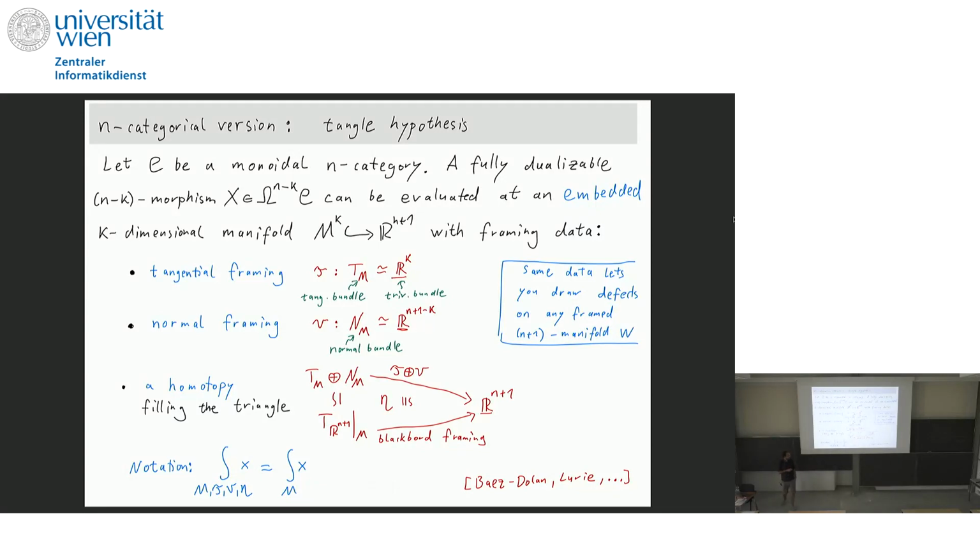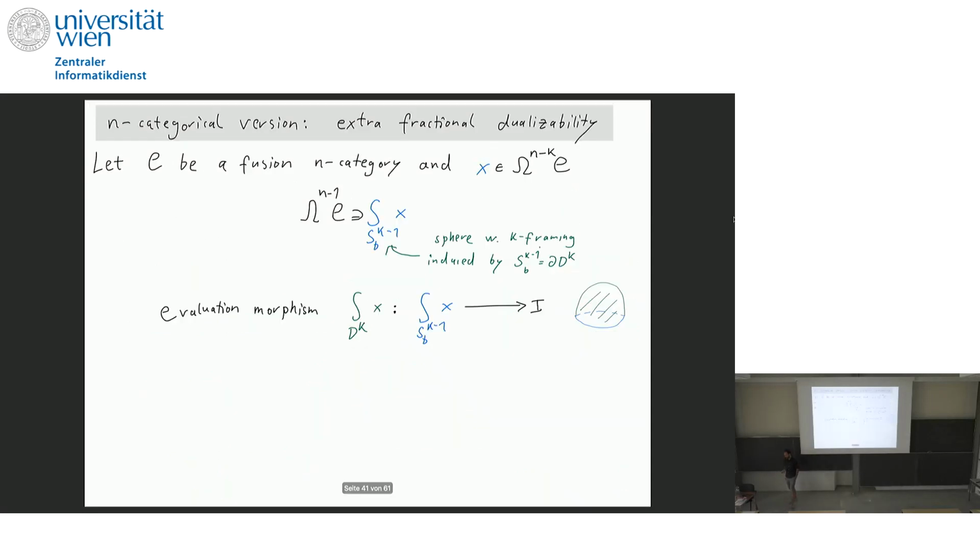Okay, and again, this data also allows you to draw defects on any framed n+1 manifold W. It doesn't need to be Rn+1. Okay, so let's get going. Let's just do the same story again that we did in the one categorical case. So suppose you have a fusion n category and you have an object in loops n-k in C. And what I can do is I can take this object and put it on a sphere.